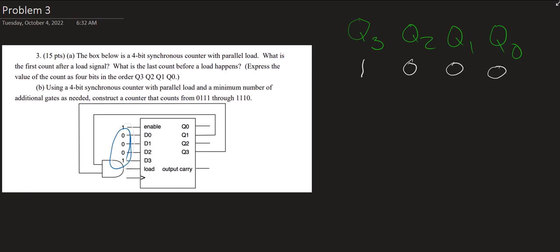Now, to see when it's going to stop, you look at the load and you see what's going into the load. And what's going into the load is the AND of Q3 and Q1. So I'm just going to make a little note of that. So it's the AND of Q3, well, Q1 and Q3. So when Q1 and Q3 is true, then it's going to load again. So it's going to count until we get to that condition.